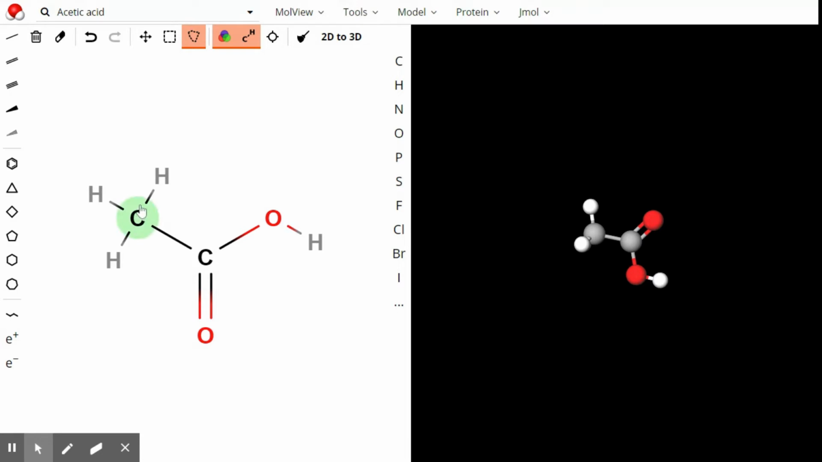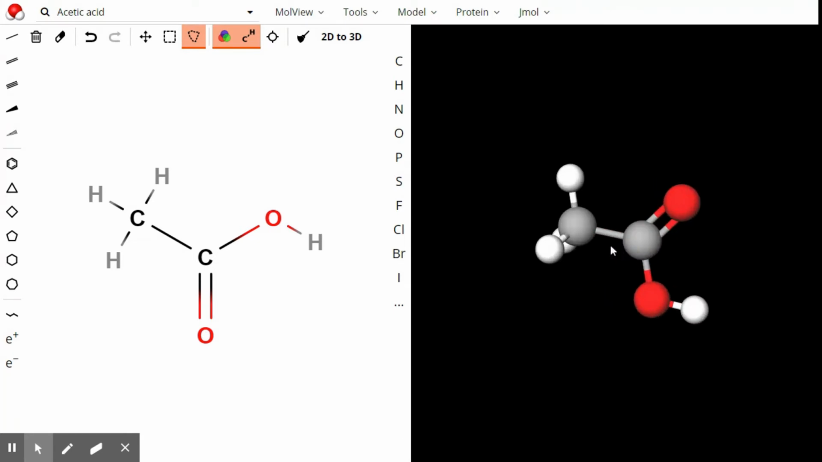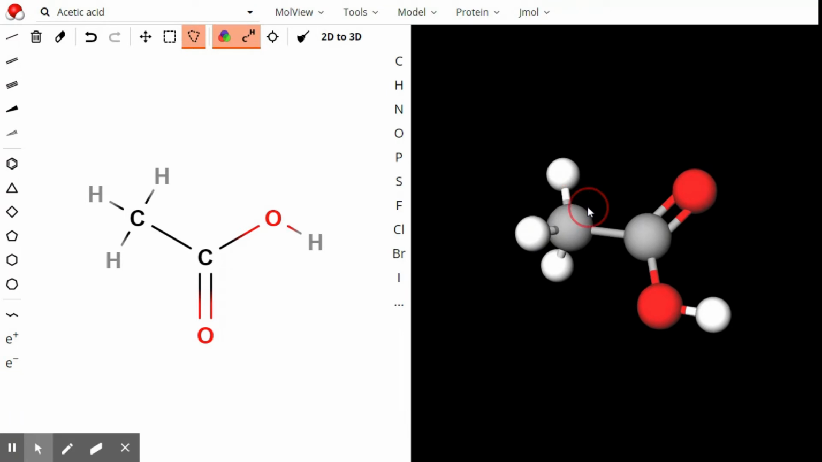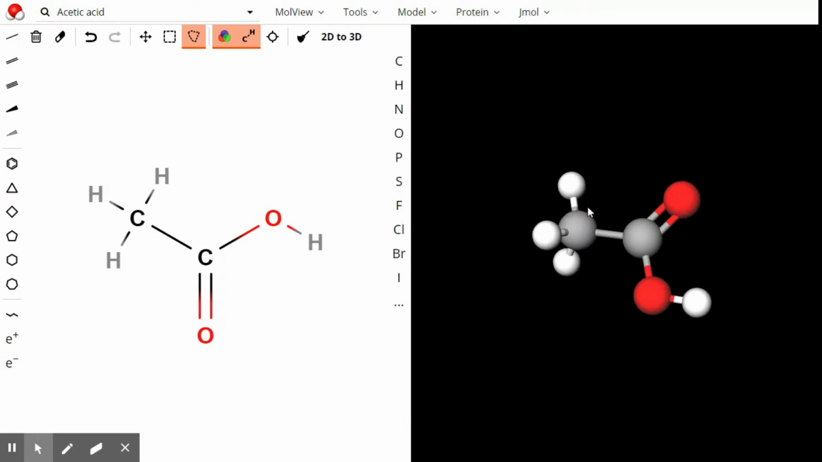So again, I've got carbon atoms, hydrogen atoms, and oxygen atoms, and each stick connecting them represents a covalent bond. Over on the right, I can spin this around to see the full 3D shape. I can zoom in on it so I can get a closer look, spin around more, and zoom back out if I need to.